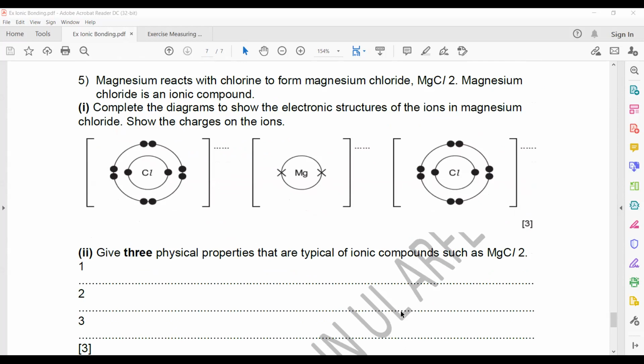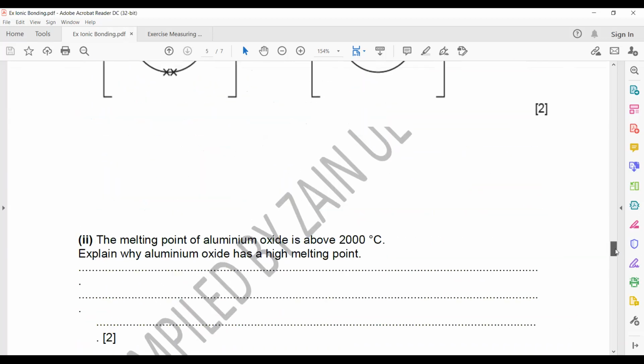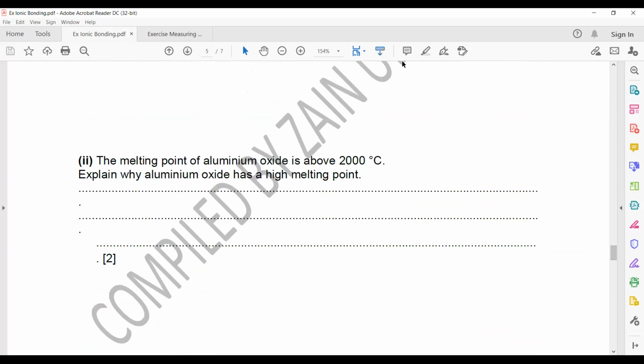You can write higher force of attraction or strong force of attraction between the ions. In this part, whenever they ask why ionic compounds have a high melting point or why ionic compounds are solid at room temperature, what should your answer be? You should mention 2 points. Number 1, strong force of attraction between the positive and negative ions, or strong ionic bond. The second thing, you need a lot of energy to separate the ions from each other. That's why it has a high melting point.